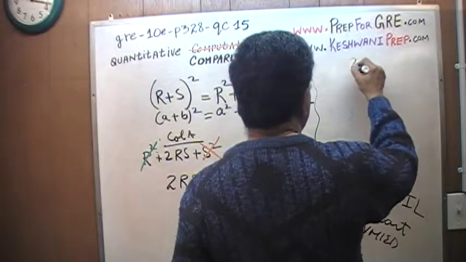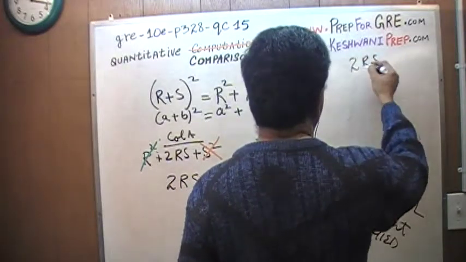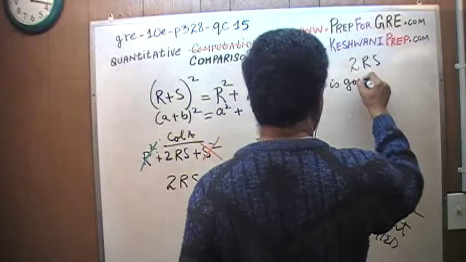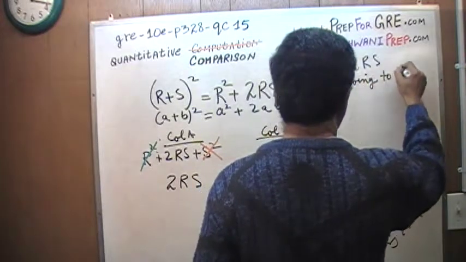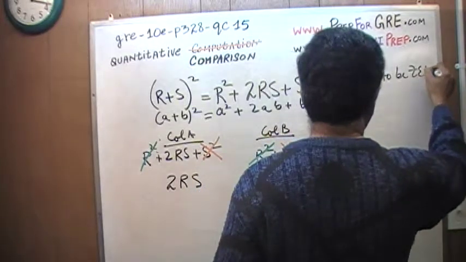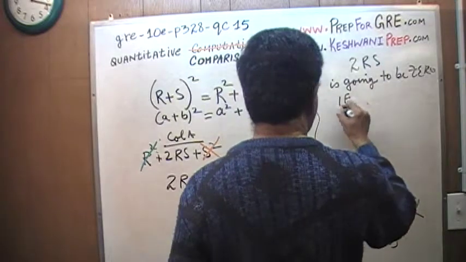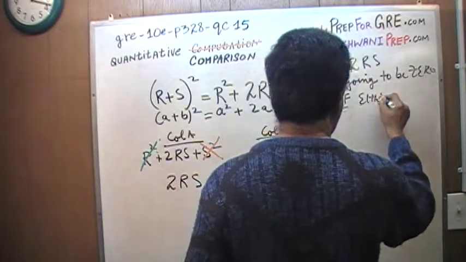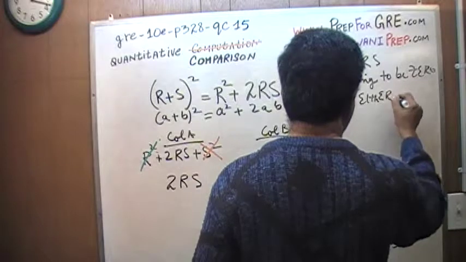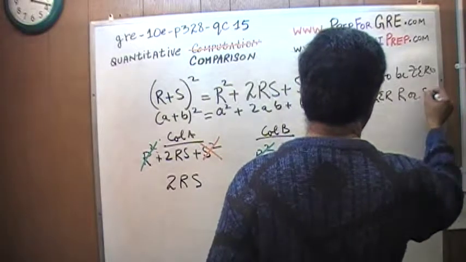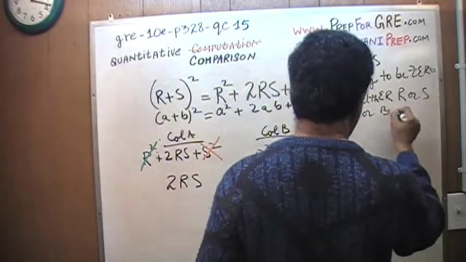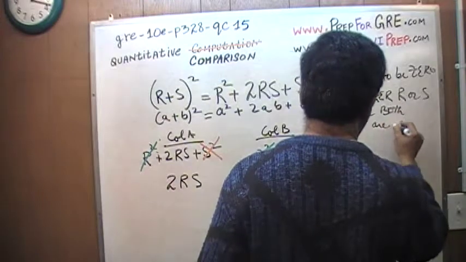This quantity 2 times R times S is going to be 0 if either R or S or both are 0.